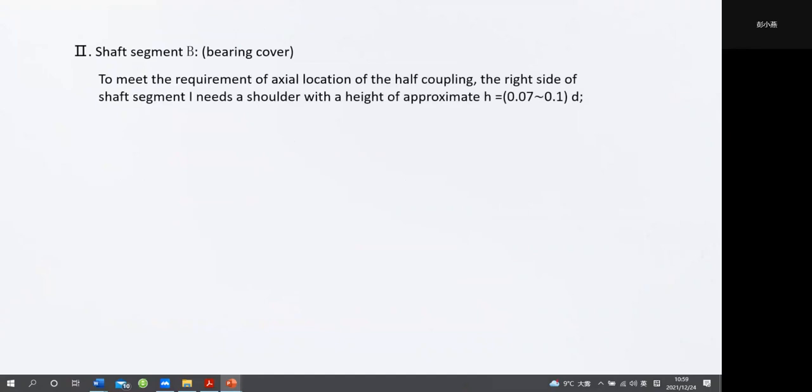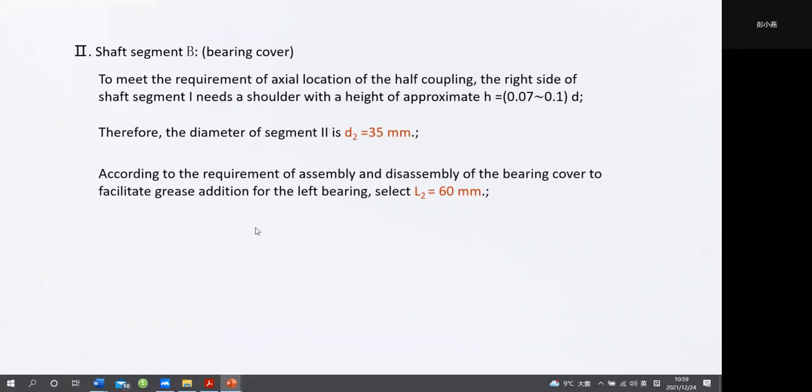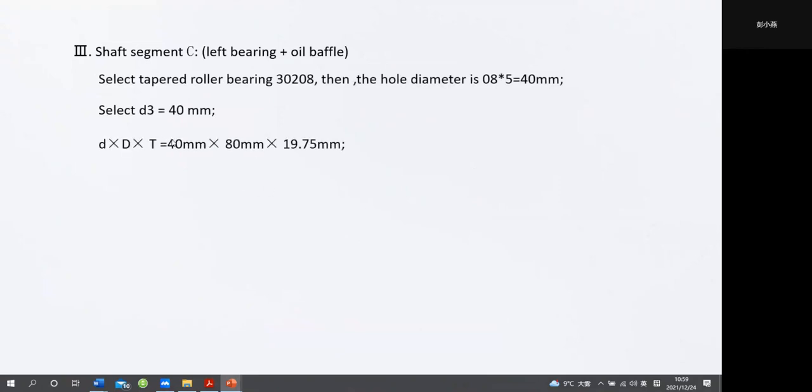Then you determine the diameter and the length for segment one, and consider the shoulder height to determine D2, and then choose the bearing type. Because we use helical gears, the shaft may be subject to both axial force and radial force. So we can choose three series or seven series bearing type. And then according to the bearing type, we can know the diameter and the length of the bearing, and then determine the diameter and length for the shaft segment.